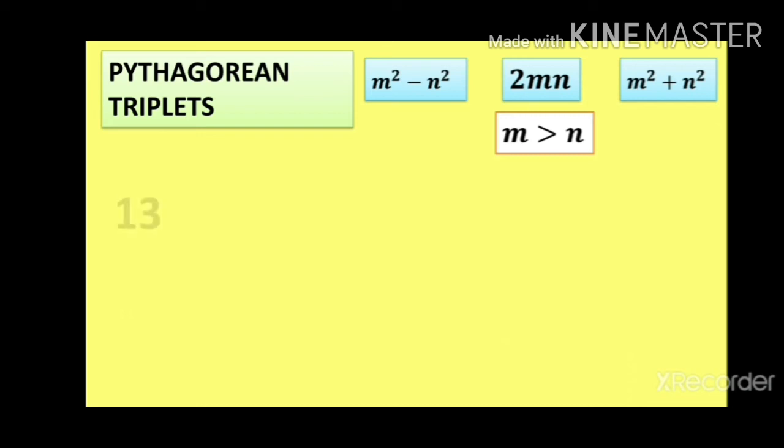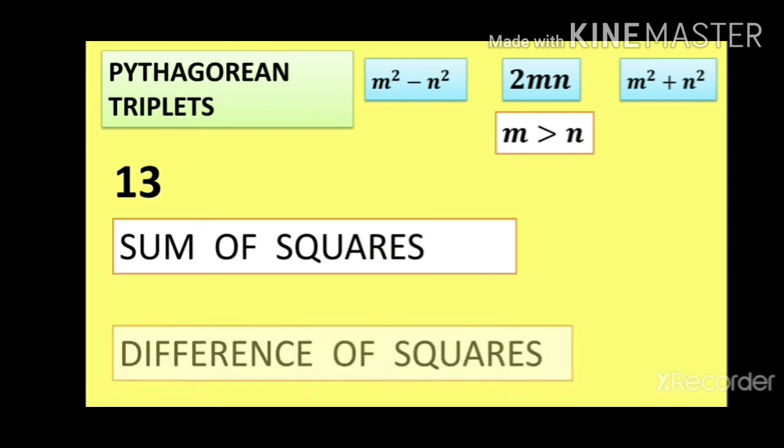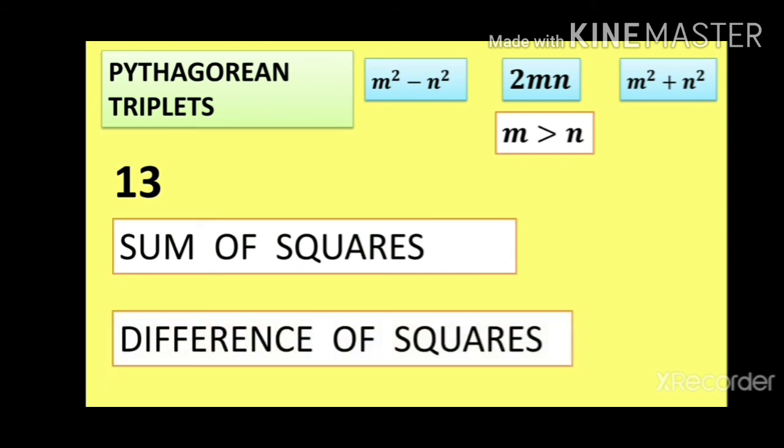Now let's consider the number 13, which we were unable to find in the previous method. As you can see here, in the formation of the triplet, one of them is the sum of the squares, another one is the difference of the squares. Like m squared plus n squared, that is the sum of two squares. m squared minus n squared is the difference of two squares. So here we will try to represent 13 as a sum of squares or difference of squares.